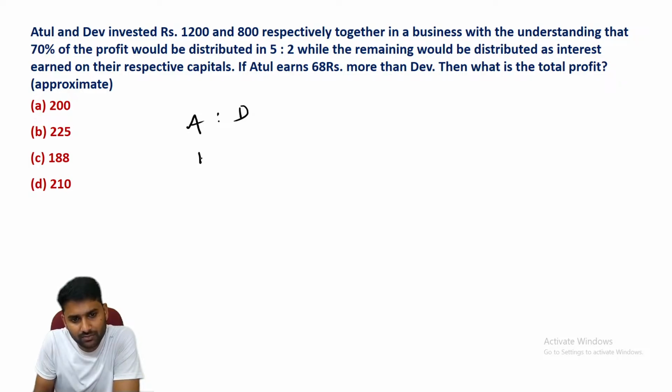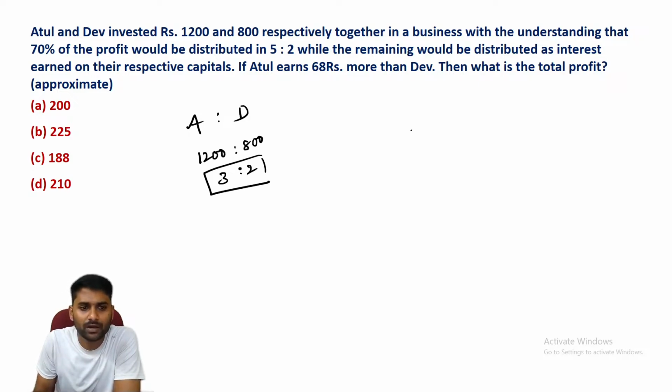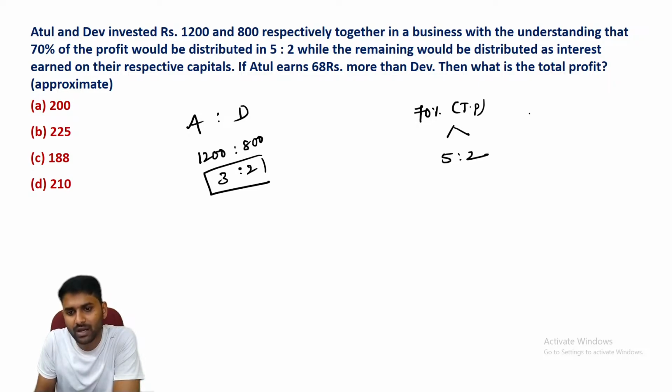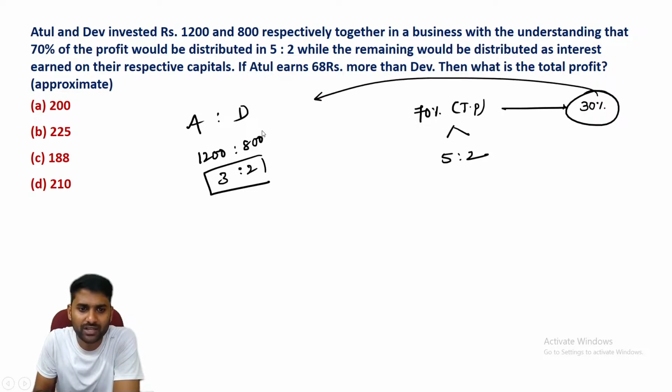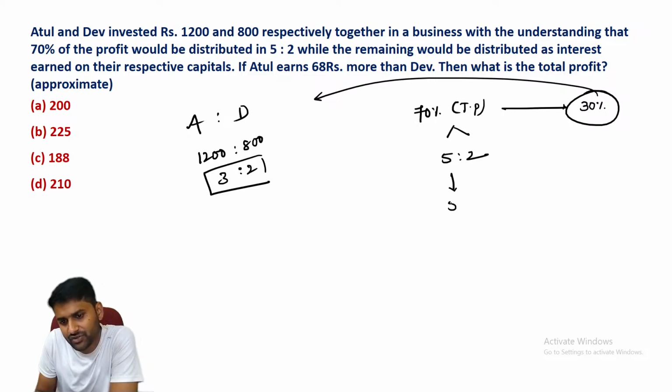Investment of Atul and Dev is 1200, 800. With respect to ratio, it is 3 is to 2. They clearly mention that 70% of total profit should be divided in the ratio of 5 is to 2. And the remaining 30% should be divided according to their respective investment. In the 5 is to 2 ratio, of the total profit, Atul gets 50% and Dev gets 20%. And these 30% we have to divide in the ratio of 3 is to 2.